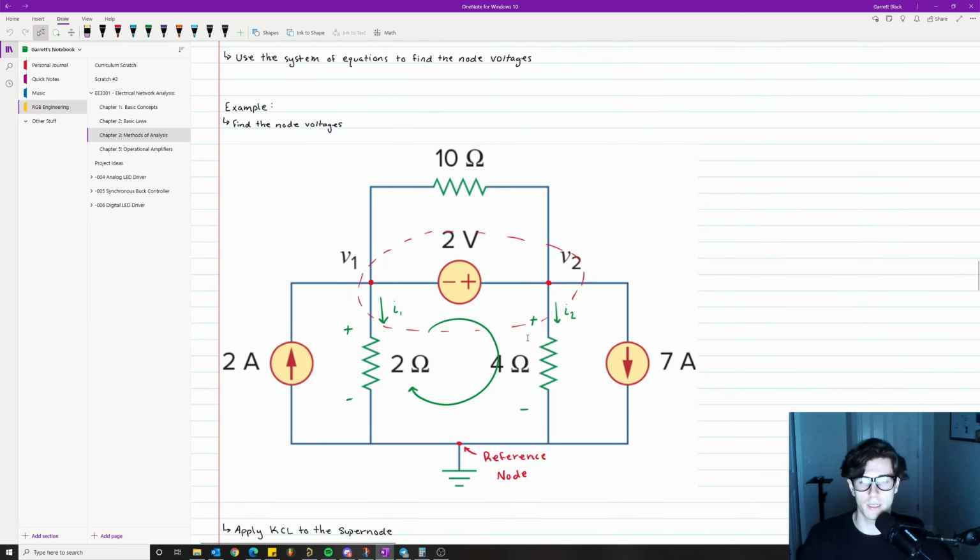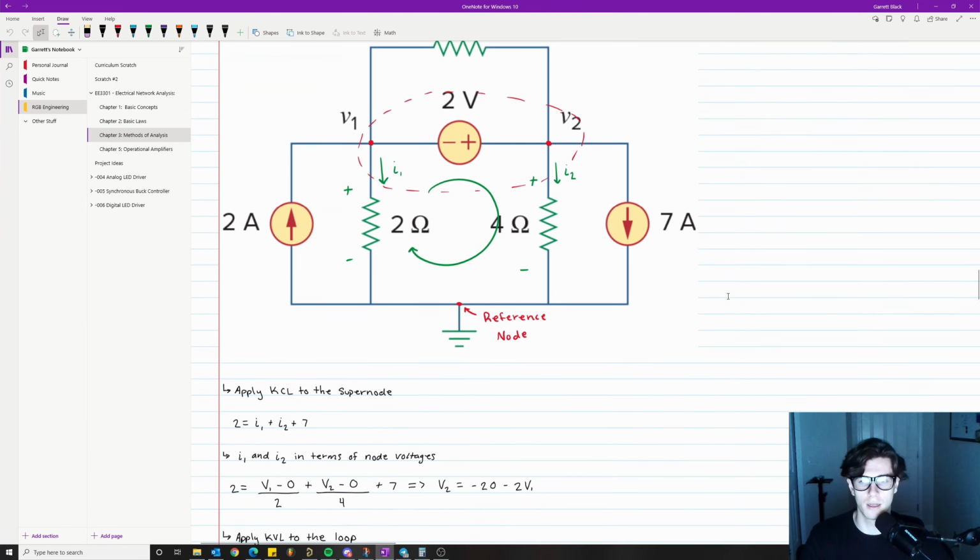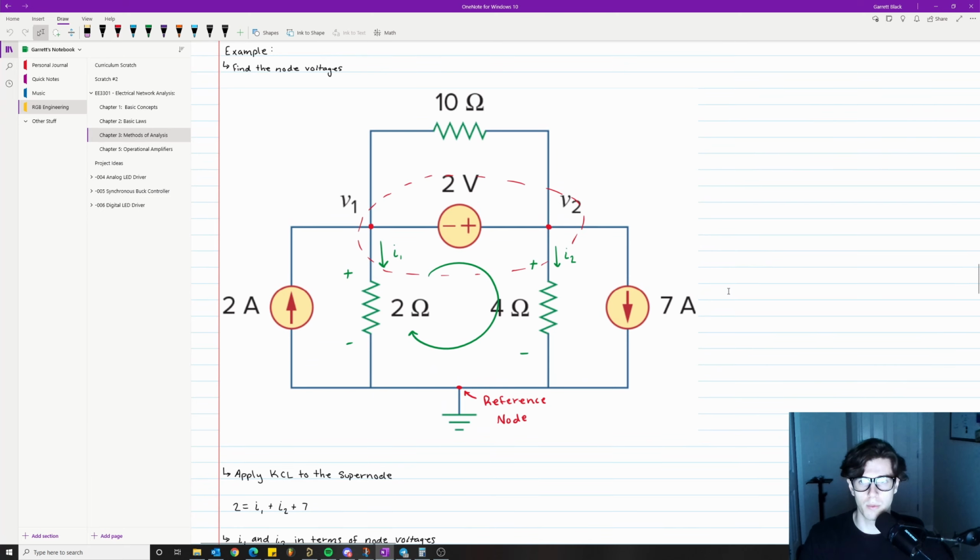Okay, so I want to show another example just to really cement the idea. This one has both current sources and voltage sources. So we'll go through and work the whole problem, and I'll show you the actual answer at the end. So step 1 is to apply Kirchhoff's current law to the supernode. And so that means we have 2 equals I1 plus I2 plus I7.